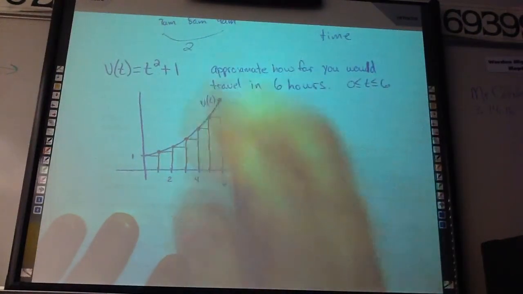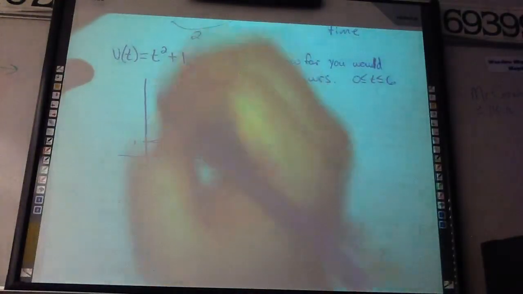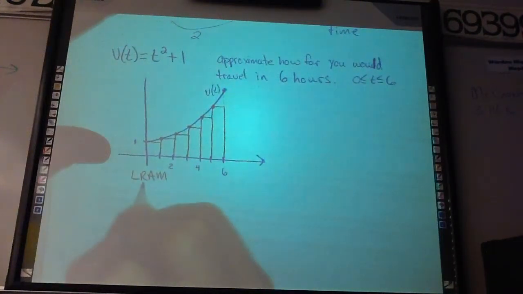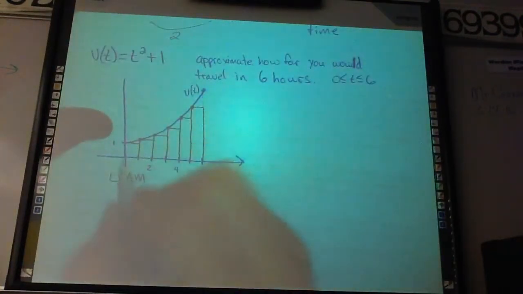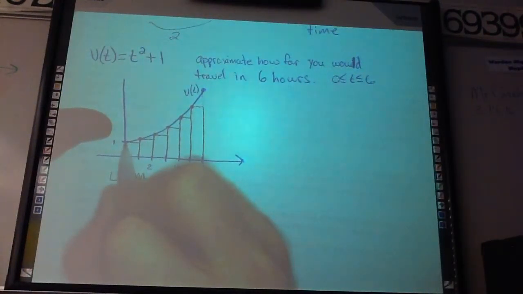So if I could find the areas of all those rectangles, wouldn't I have a fairly close guess? I mean, I'm missing that area, that area, and that area. So is my approximation going to be too low or too high? Too low. This is called the, well, the book calls it the LRAM, left-hand rectangular approximation method. The reason I say left-hand is because notice on each of my intervals, 0 to 1, 1 to 2, I went up on the left till I hit the curve, and then I drew the rectangle.